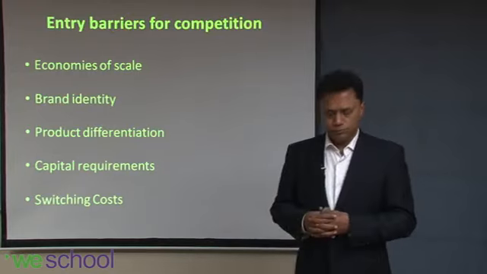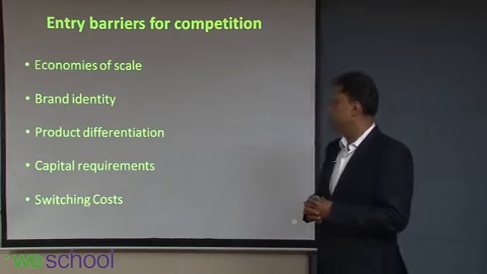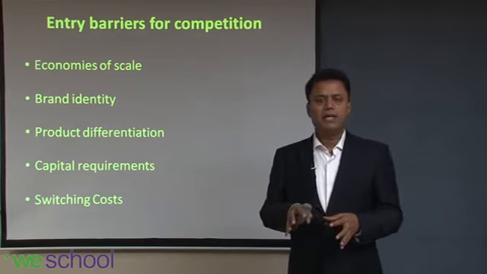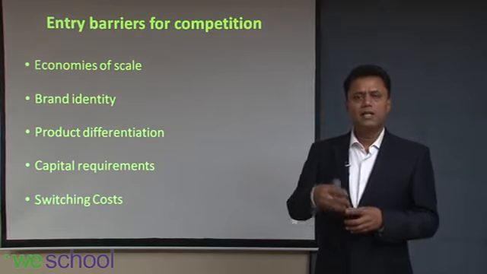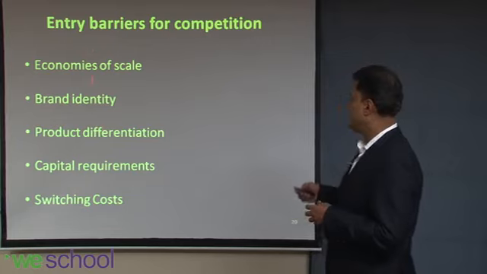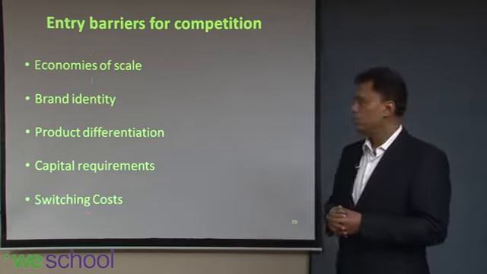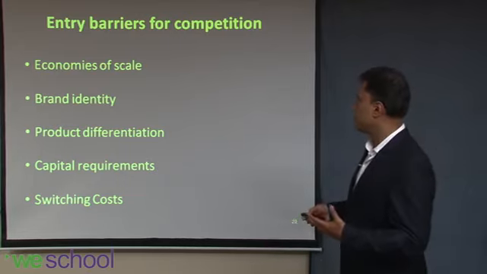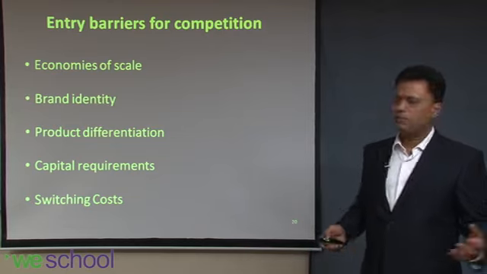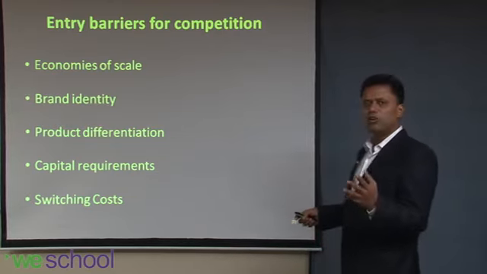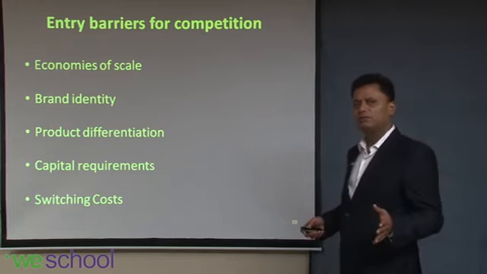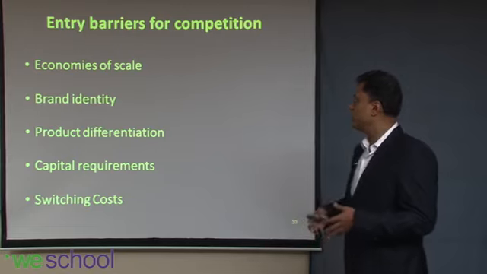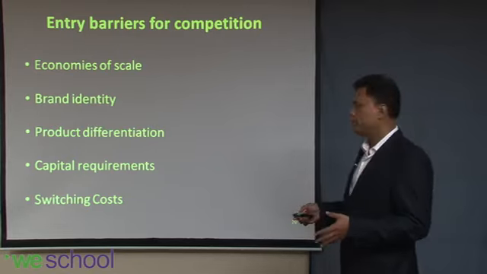Entry barriers for competition: economies of scale, brand identity, product differentiation, capital requirements, and switching costs. So this becomes an entry barrier. If you are entering a new business in an industry, the company should meet these parameters. If you don't have economies of scale, you can't enter that marketplace. If you don't have a brand in that particular product or industry segment, you can't enter. If you don't have product differentiation like the competition, you are nowhere there. If you don't have the capital to invest, or face switching costs, these become important parameters that act as entry barriers for the nearest competition.